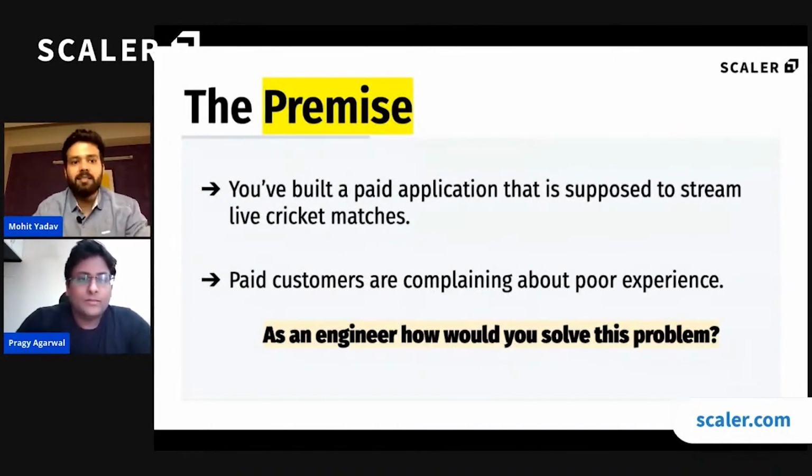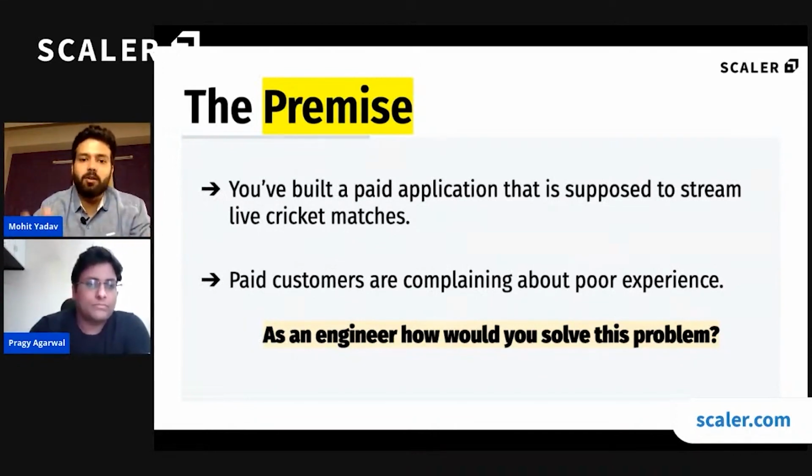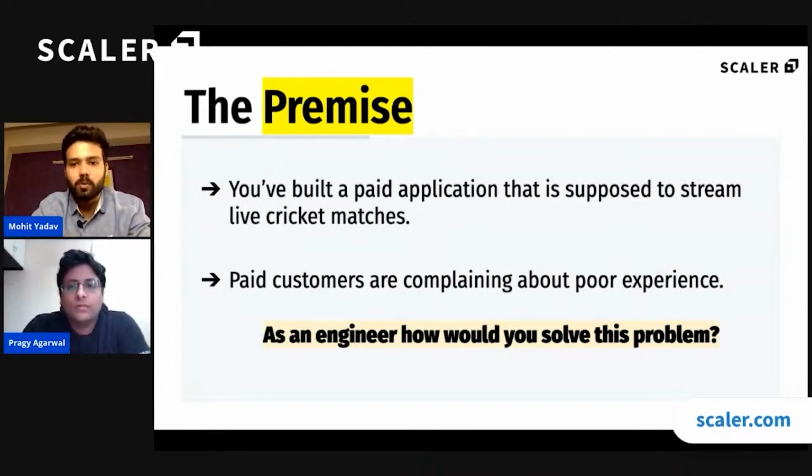So the premise goes like this. Let's say you have built a paid application that is supposed to stream live cricket matches. Now the match starts at 8 p.m. and 5 minutes into the game, your social media team comes up to you and says that, hey, a lot of paid customers are complaining about poor experience on social media. They might be ranting about it on Twitter or Facebook groups or tons of other places. Now, as an engineer who is responsible for streaming this match live to millions of users worldwide, what would be your next steps?